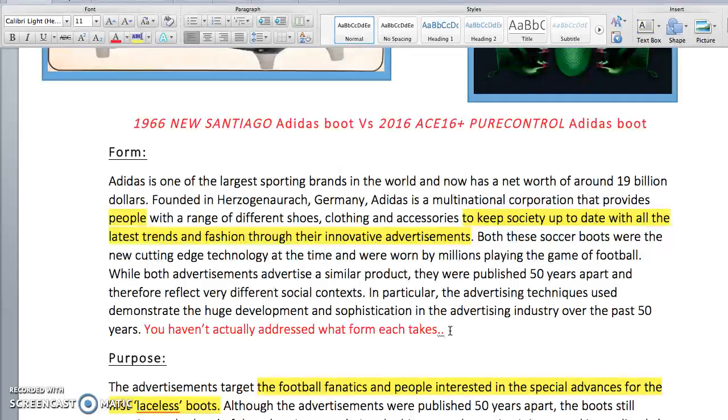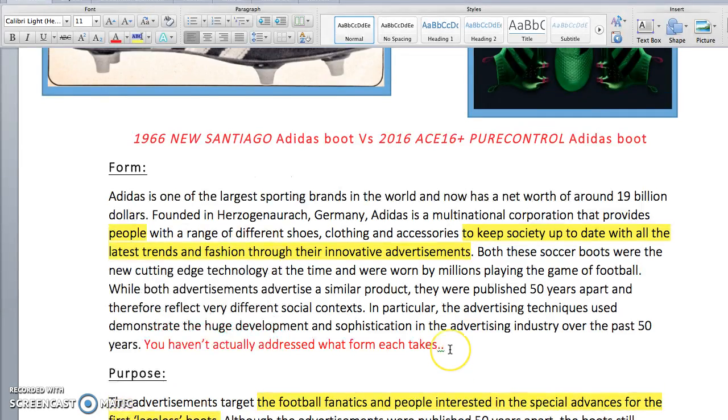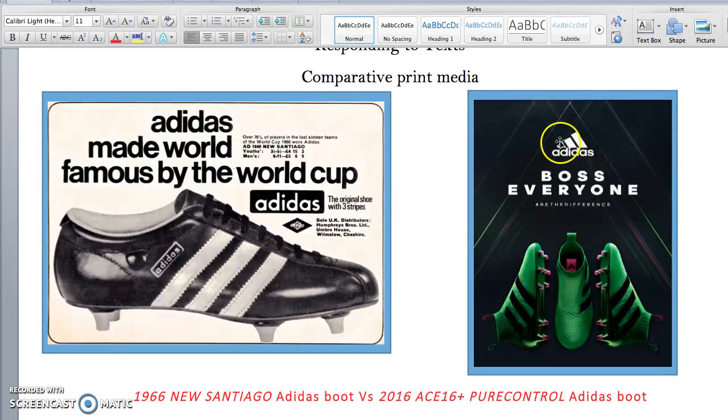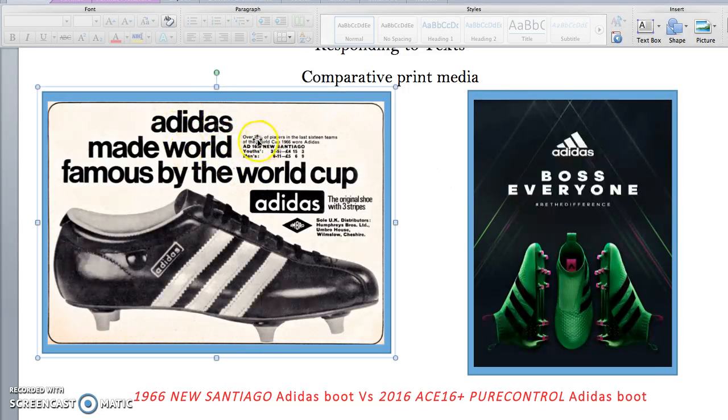Form: is it a magazine advertisement? Would it have been placed in magazines and newspapers, or would it be online in this case, or billboards, bus shelters? Where would those billboards and bus shelter advertisements be situated? Would they be near sporting stadiums? Would they be in shopping malls where there are sports shops? With this one, I think you've got a fairly good idea that it's going to be in a magazine or a newspaper because of the amount of writing that there is.